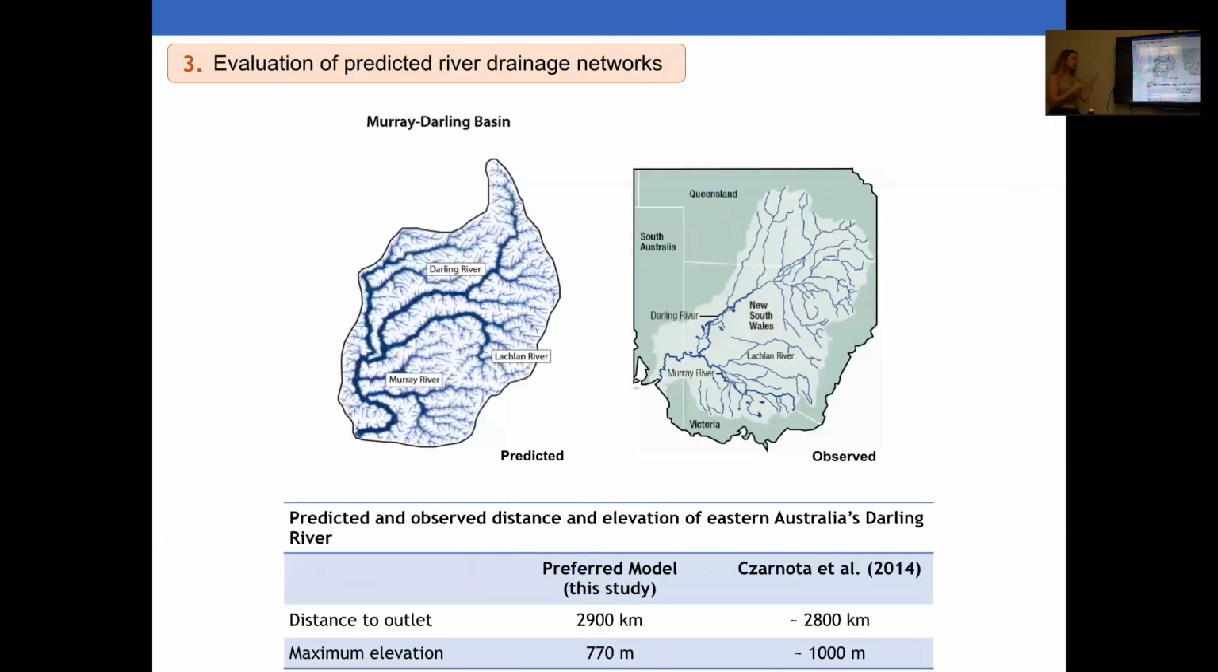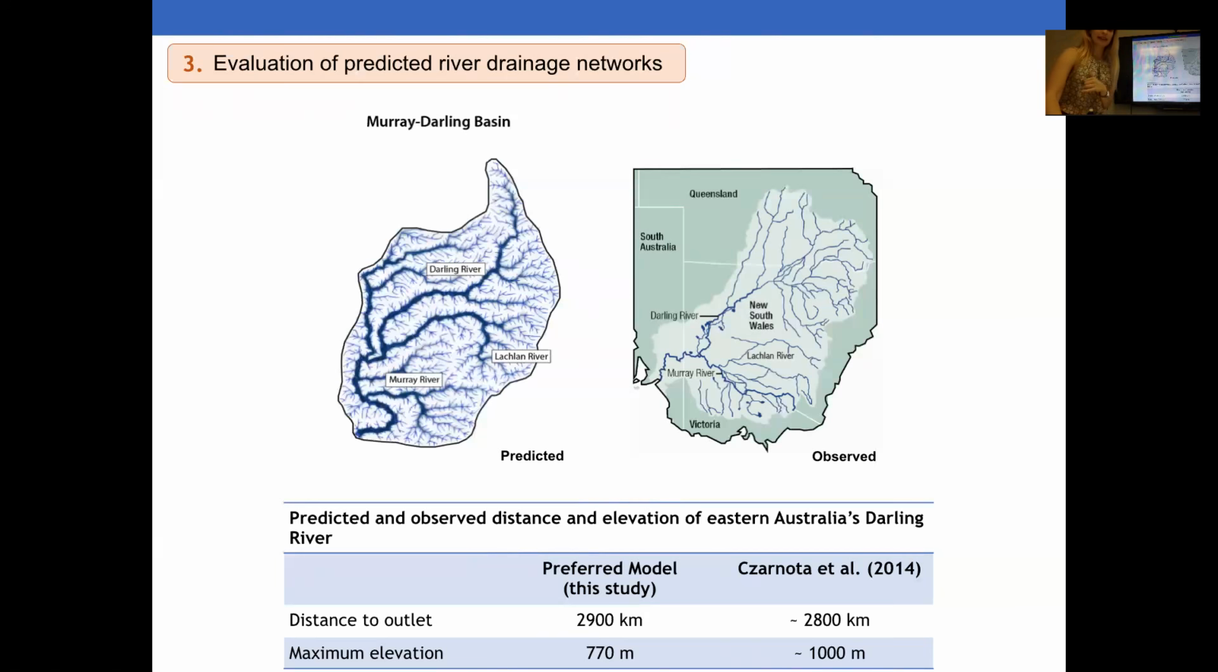2014. So looking at the Darling River specifically, which is this long one running here, we can see that we predicted a distance to outlet from the head to the mouth of the river of 2,900 kilometres compared to the recorded value of 2,800 kilometres. And similarly, the maximum elevation along this river was predicted at 770 metres compared to Chernobyl's 1,000 metres. So we believe both of those are quite reasonable and, again, suggest improvements and success of the model and validate the choices we made regarding the model parameters.